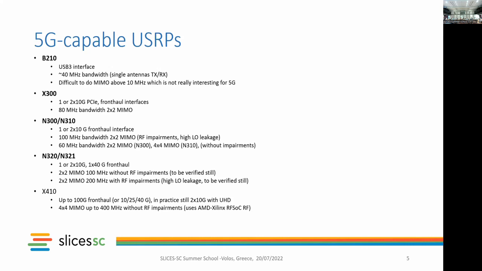The Rolls-Royce now is this X410, and we have one of them now at EURECOM that we're working with. This can have up to 100 gigabit frontal. And you can have 4x4 MIMO with up to 400 megahertz in this device. So this is really the state-of-the-art device, and very equivalent to what, if you were to buy from Mavenir a 4x4 O-RAN radio unit, it would essentially be this inside. So it's an expensive device, but it is really the best.